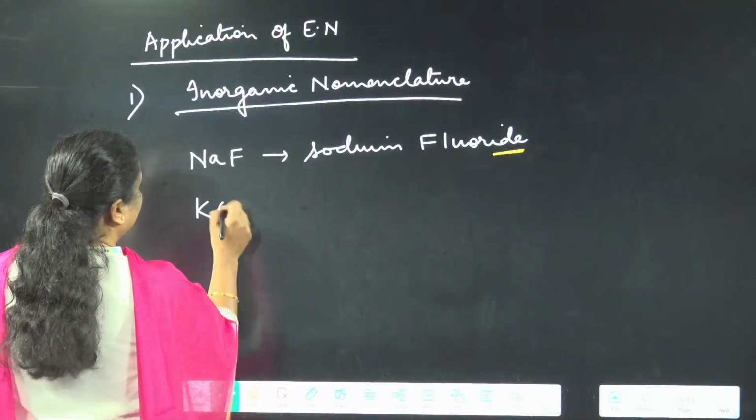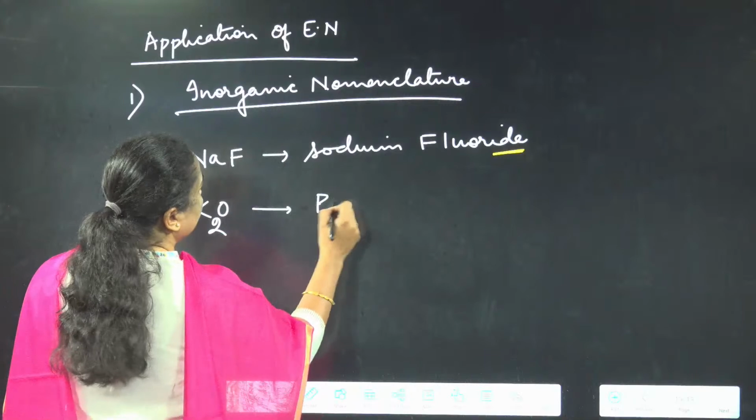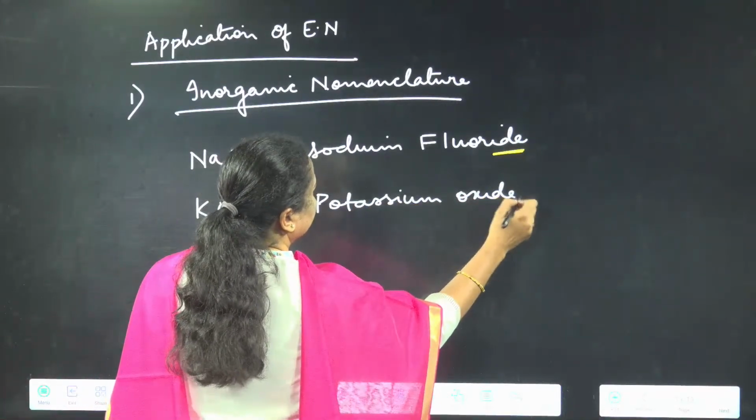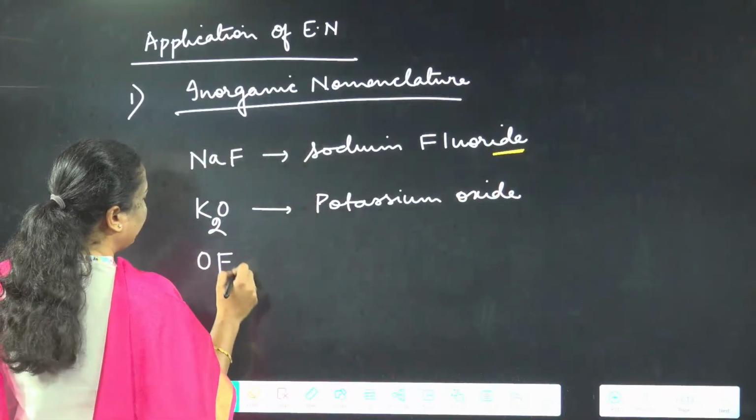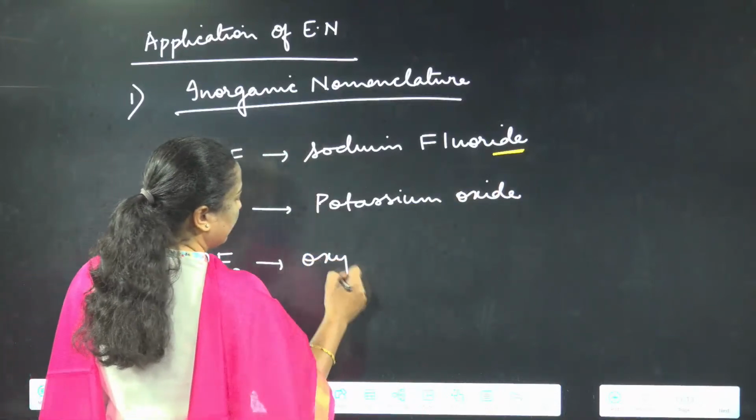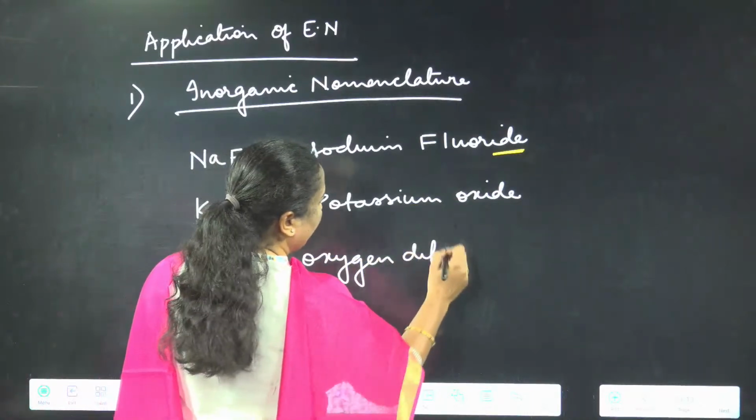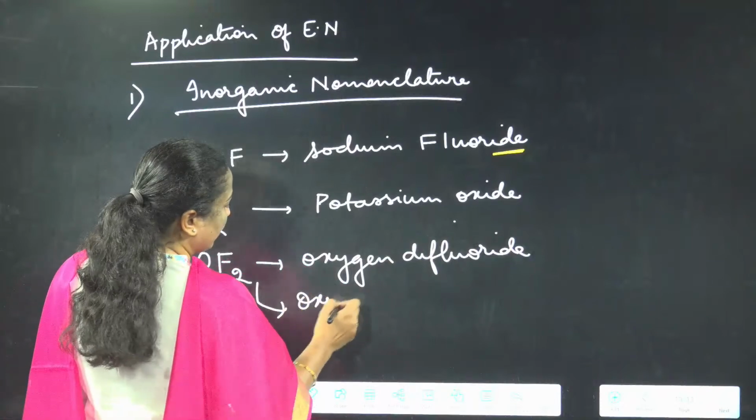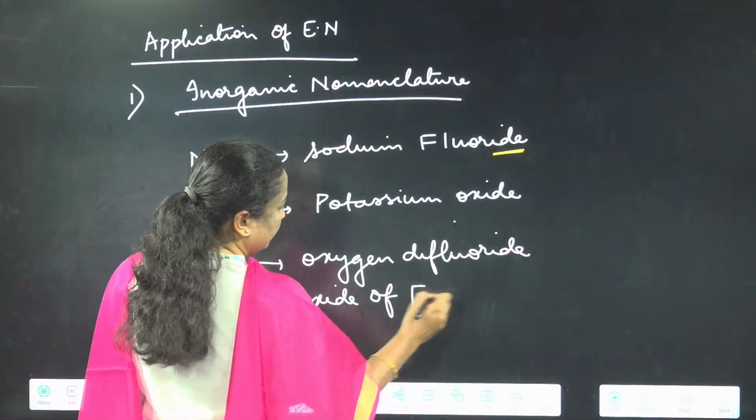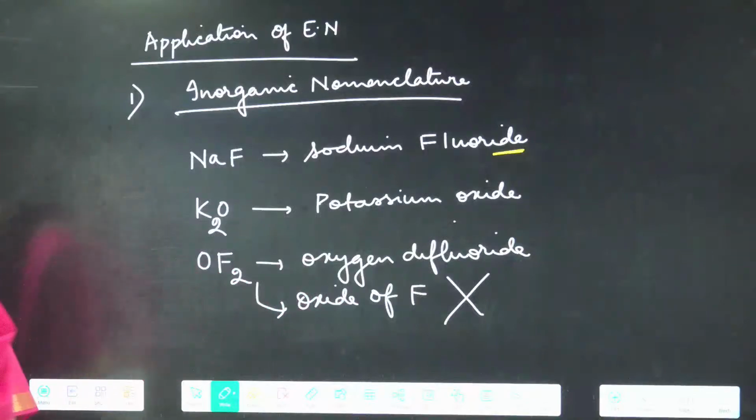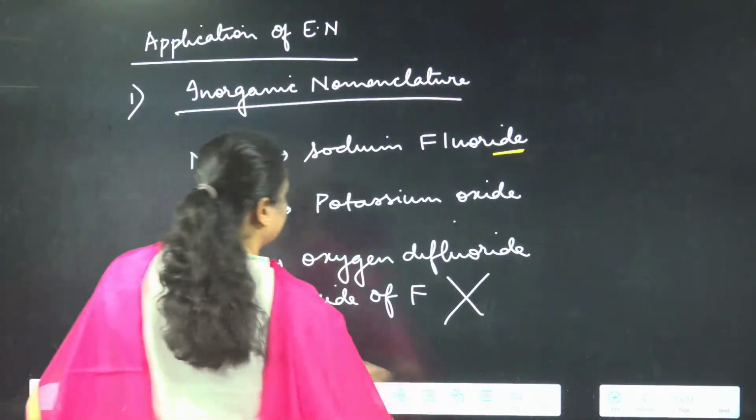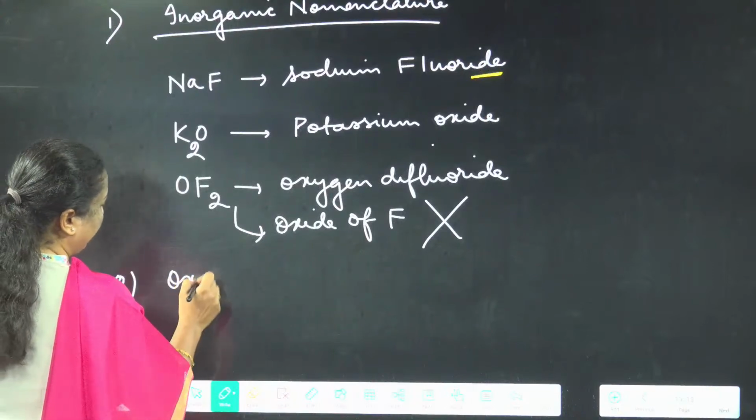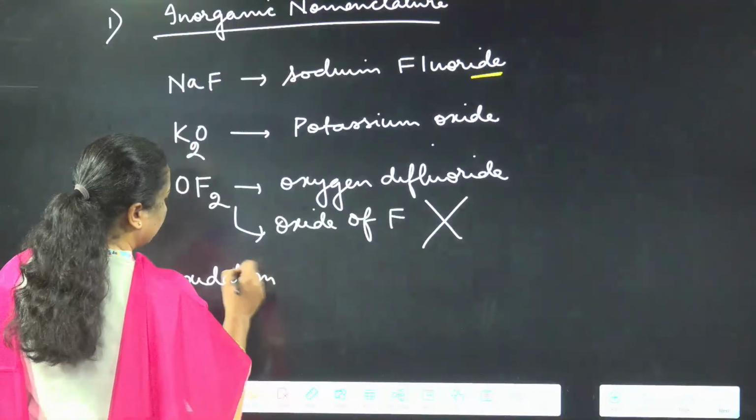Suppose I write K2O, this is potassium oxide. If I write OF2, I call this oxygen difluoride, right? Mind it, I won't call this oxide of fluorine. This is wrong, because fluorine is the most electronegative element here. Okay.